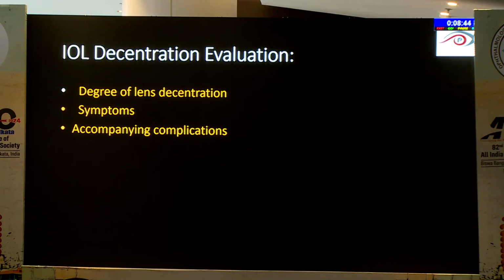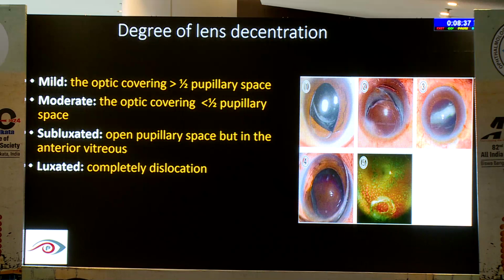So how do we evaluate the decentration? We have to see the degree of decentration, the symptoms, and the accompanying complications. Mild if the optic is covering more than half of the pupillary space. Moderate decentration if it is covering less than half of the pupillary space. Subluxated if one half is already in the pupillary space. Luxated if it's already down.